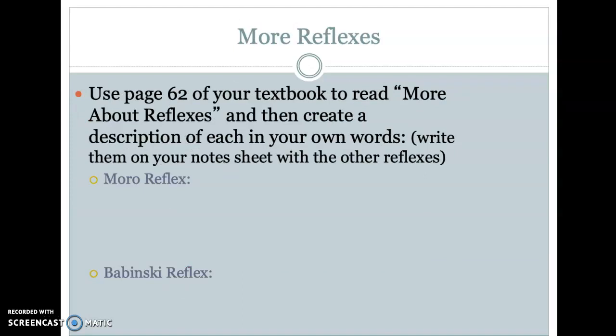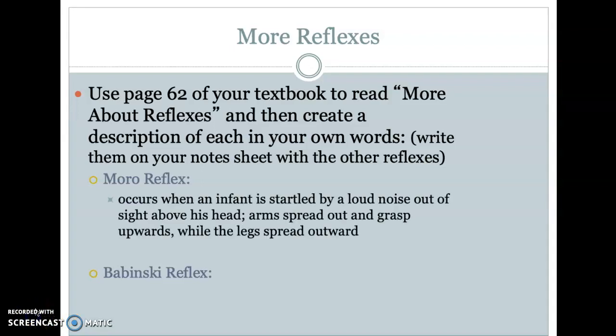All right. You guys are also going to look at some more reflexes. So on page 62 in your textbook, there's a little box that says more about. And what you guys are going to do is take a second and write down what these other reflexes are on your note sheet. So again, go ahead and pause the video, write them down, and we'll come back.